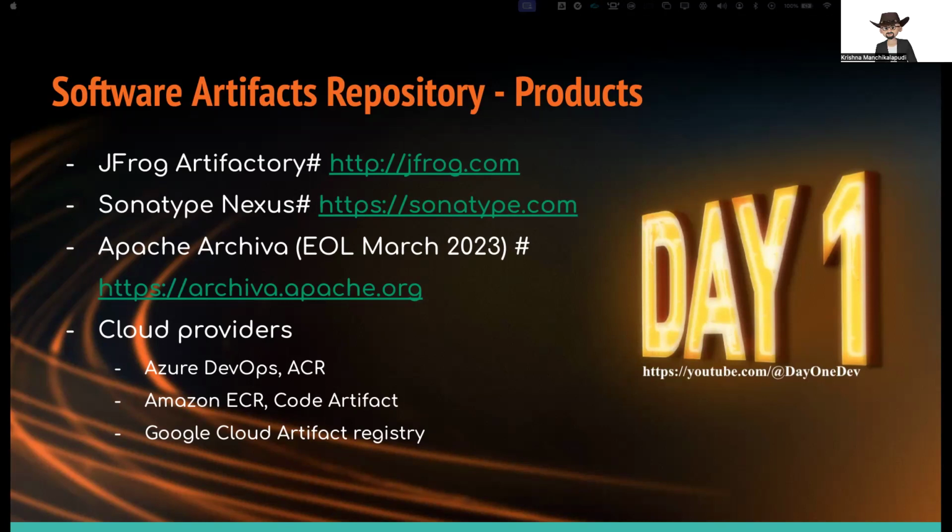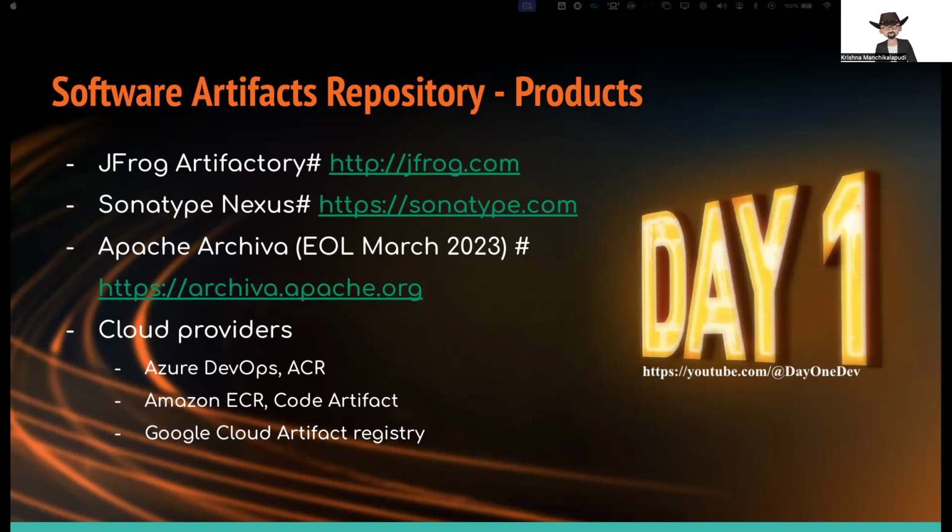The second one I called out is Nexus. I think this one is losing market, and I see the trend going towards Artifactory, which is the JFrog product. And Apache Archiva, technically they retired this entire project as of March 2023. But if you are using it, I think you should start looking at moving to JFrog Artifactory. I highly recommend it.